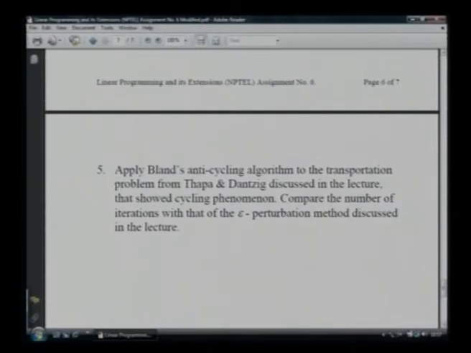Of course, one problem is not enough to judge the performance, but I just want to demonstrate to you that Bland's anti-cycling rules make the algorithm slower for specially structured problems like transportation problems, because these problems have a special structure. So, the epsilon perturbation method is supposed to be faster. Okay. So, I hope you enjoy doing the assignment.